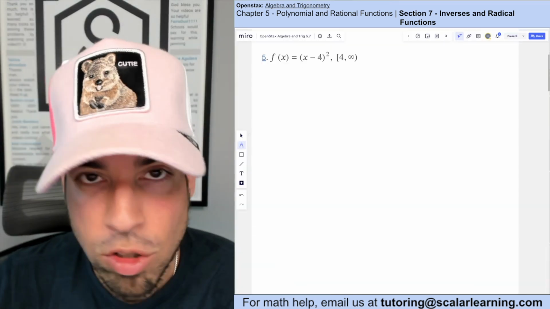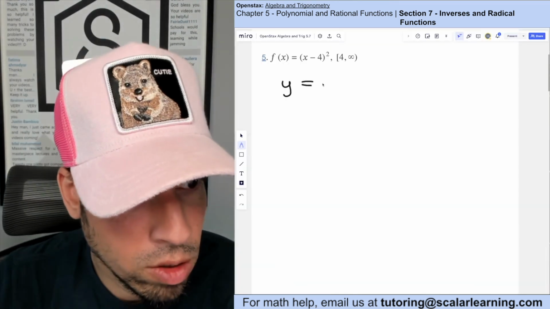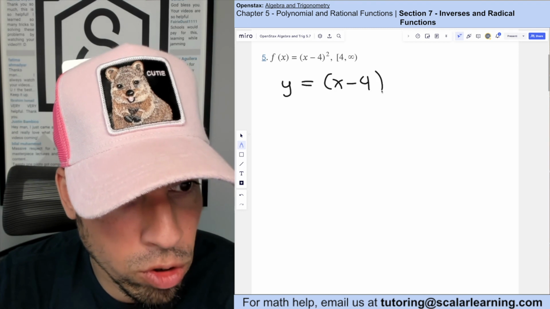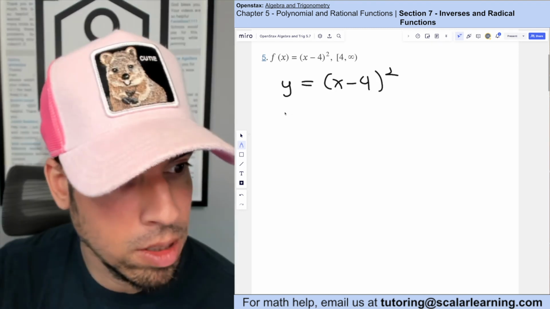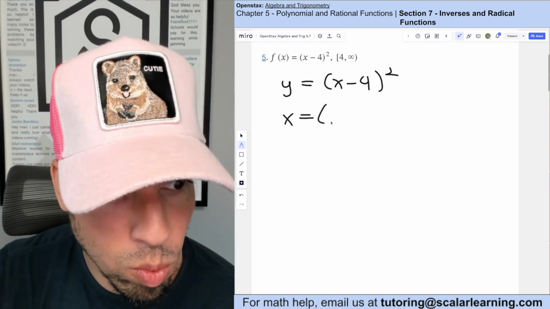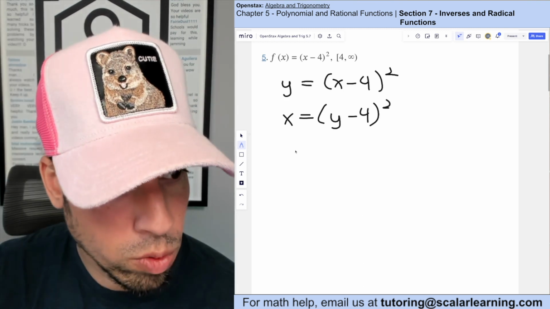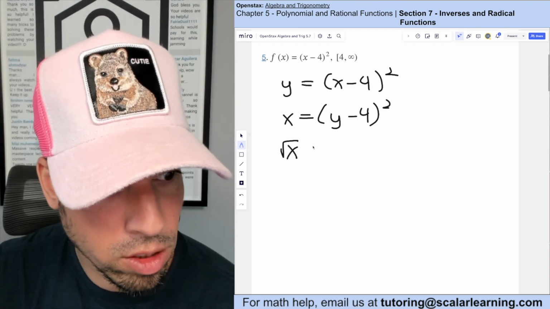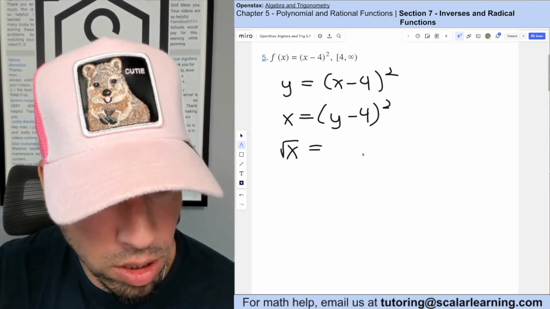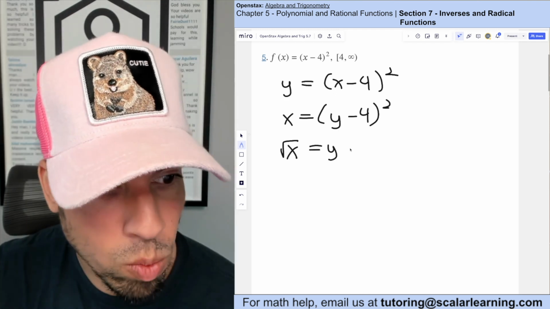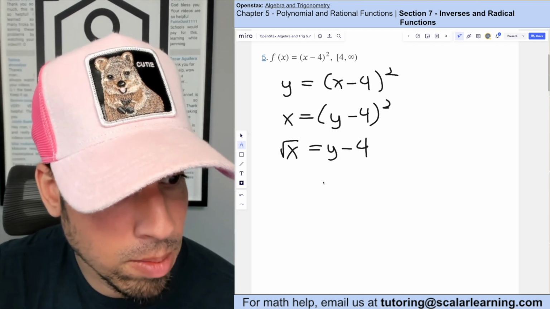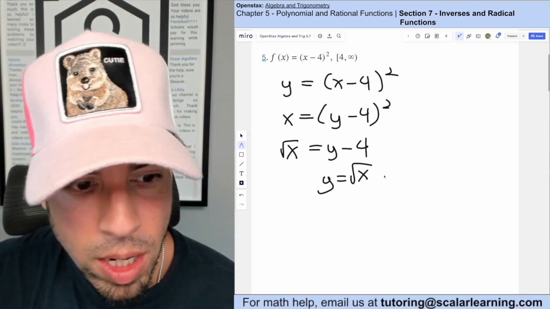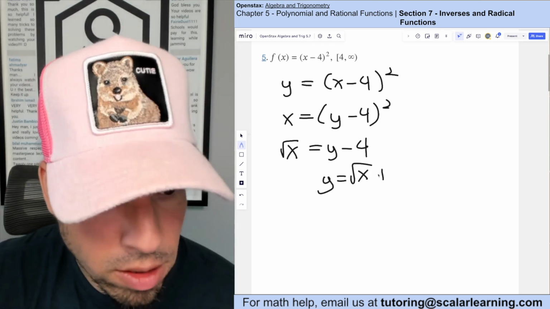So for this one, we're going to start by rewriting this as y equals (x minus 4) squared, and then my next step is to switch the x's and the y's. Next, we're going to take the square root of both sides. So the square root of x is the square root of x, and the square root of this side will just kill that exponent, and we get y minus 4. Last but not least, I'm going to add 4 to the other side, and we get y equals the square root of x plus 4.